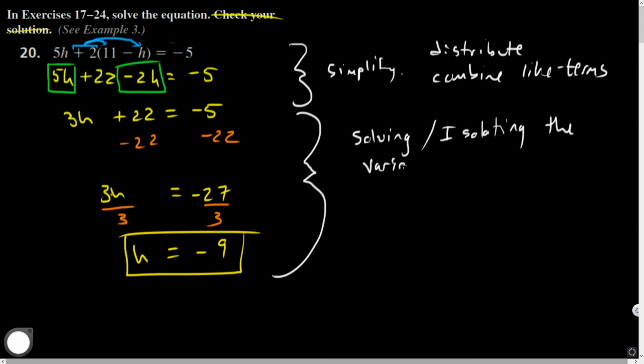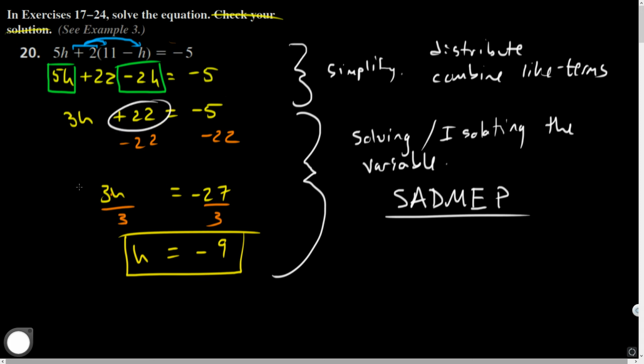Yeah. And in order to do so, I was doing SADMEP. It's kind of the opposite of PEMDAS, right? So instead of dealing with multiplication first, I tried to deal with addition and subtraction first. So when solving a multi-step equation, you want to undo each operation in the reverse order. Okay, so let's keep cruising here.